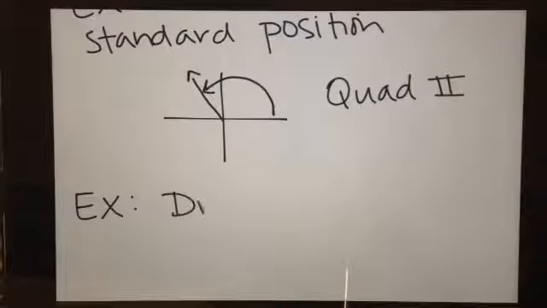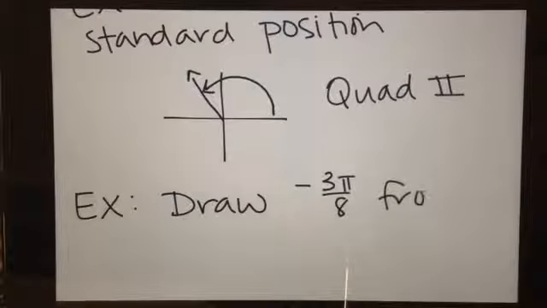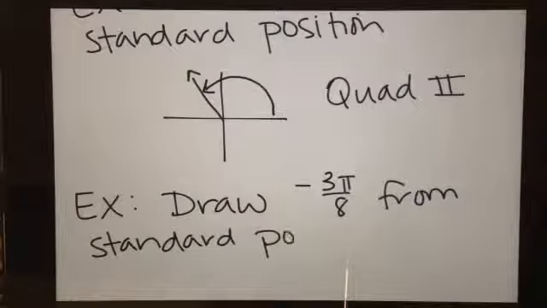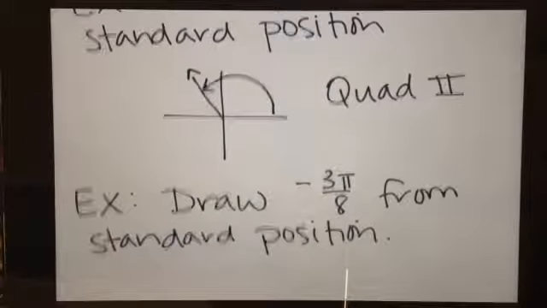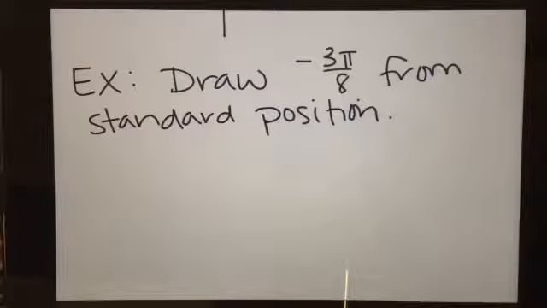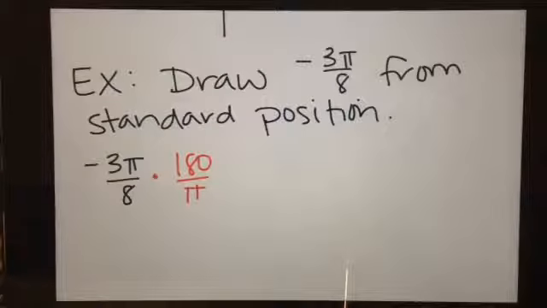Let's say they want us to draw negative 3 pi eighths from standard position. You can draw this from radians if you want. That is just not the way my brain works. So whenever I see a problem in radians, I'll usually convert it to degrees first so that I can draw it more easily. So negative 3 pi eighths, I'm going to multiply by 180 over pi. And the pi's cancel. So negative 3 eighths multiplied by pi is negative 67.5 degrees. So I know that that's the angle that I'm drawing.